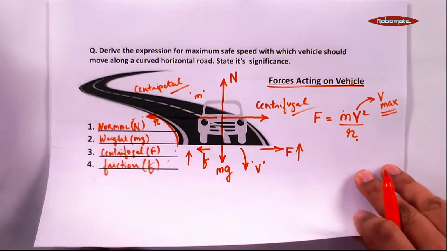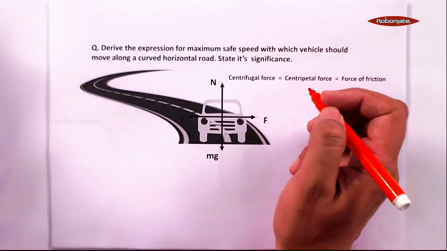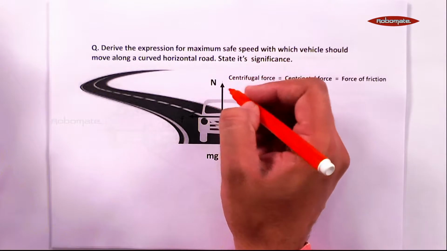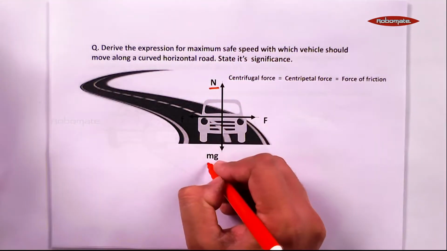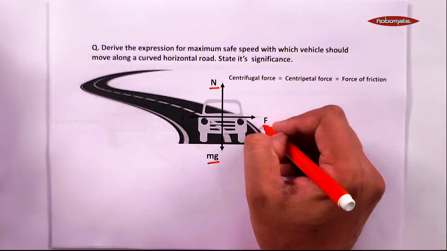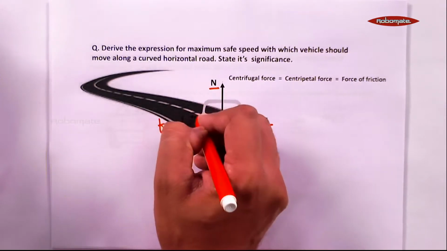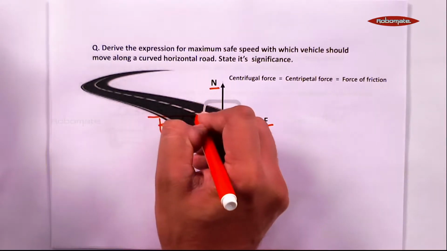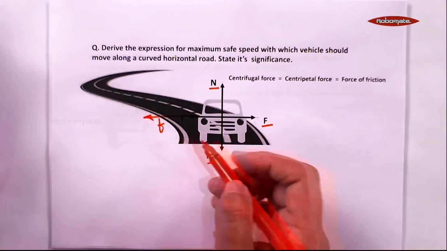So, now let's move on to the derivation part. As you are very clear, how many forces are acting on this vehicle which is moving along the curved path? There is the vertical normal reaction force, there is the weight which is acting vertically downwards, there is the centrifugal force, equal to the centripetal force, which is acting in the outward direction, and there is a frictional force. I'll represent it a little bit outwards over here so that you can see it. The frictional force is acting in the inward direction.